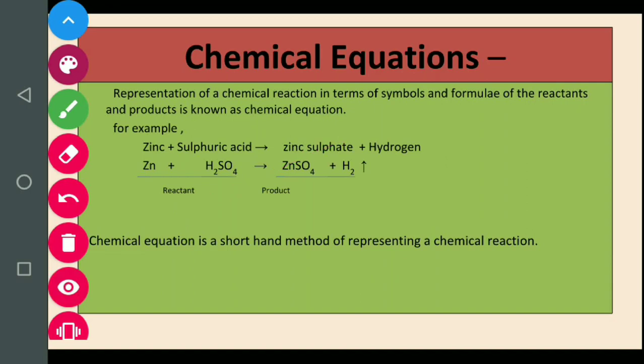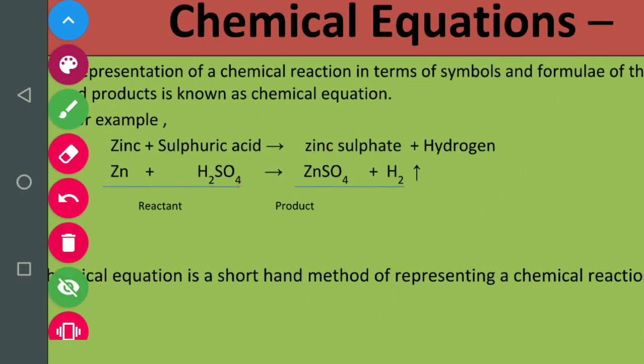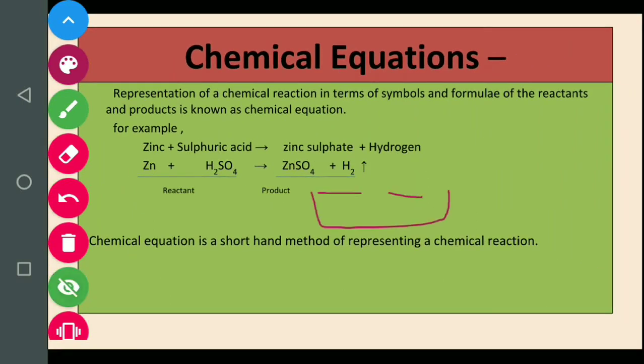Here we can see that on the left hand side of the arrow these two, Zn and H2SO4, are known as the reactants, and on the right hand side of the arrow these two, ZnSO4 plus H2, are the products. Now note, a chemical equation is a shorthand method for representing a chemical reaction.